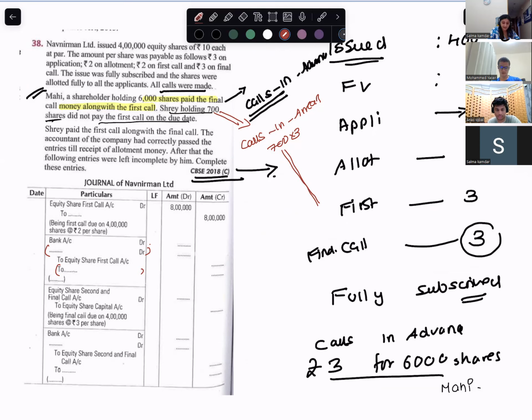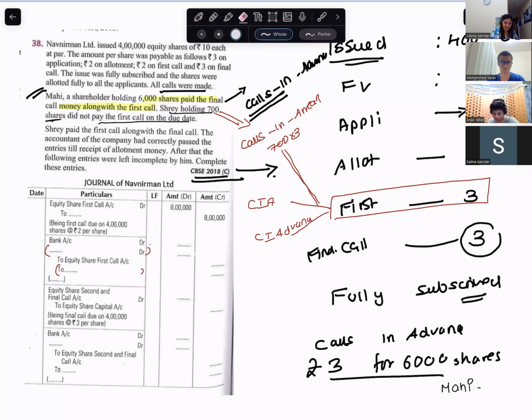See, up till allotment, everything was happening good. But what happened is, when I did my first call, I had one calls in arrears and I had one calls in advance. Are you with me? Yes, ma'am. They are saying that I have received money. Now, how much I have received, we will keep that on hold.